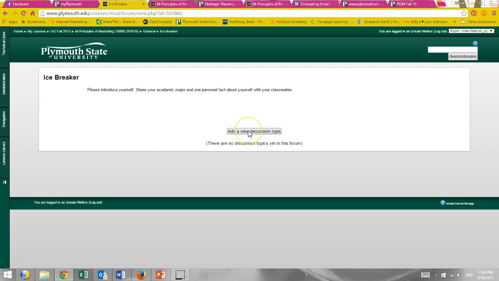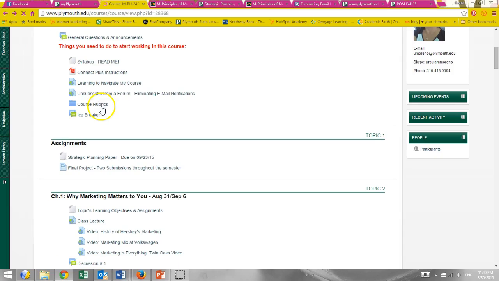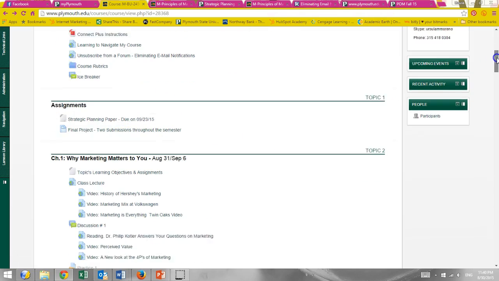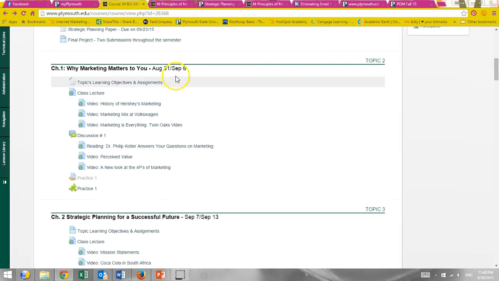So what you do is you say add a new discussion topic and then just follow all the prompts that you're going to see. Here are the two assignments, and these are the rubrics to each of them. These are the pages that I open here. And then this is the next thing you need to do, which is start working on chapter 1: Why marketing matters to you.